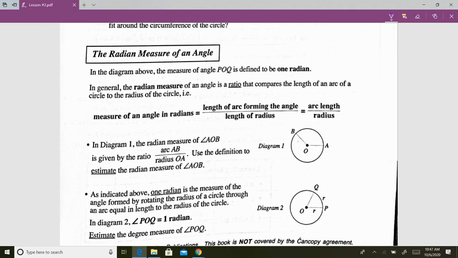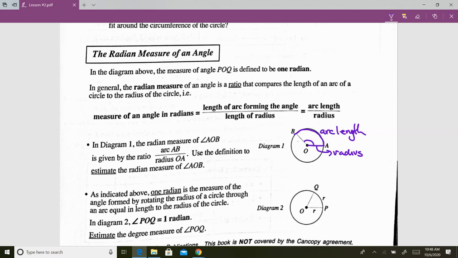So if this is your circle, there's your angle there. This is your arc length. And this, as you all remember from whatever grade, is the radius. If you divide those two things, you get the measure of the angle in rads, because it's just a ratio. If the radius increases, the arc length increases as well, but it's just a ratio.